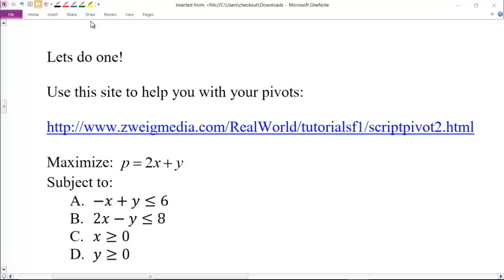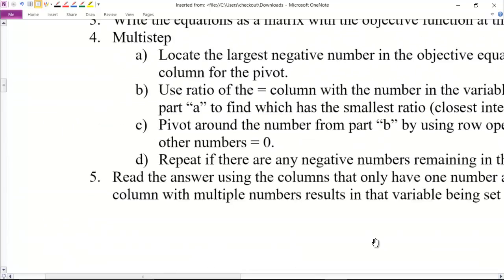We're going to do our first simplex problem. Now, this is a standard simplex problem, so it's the easiest of all of the above. And let's go through the steps slowly and make sure we understand what's going on.